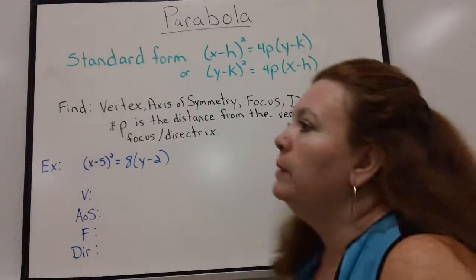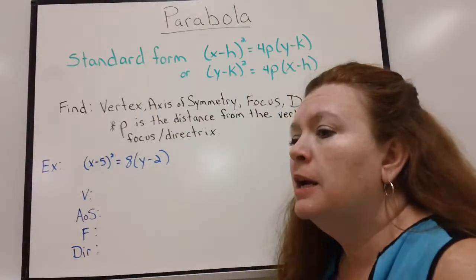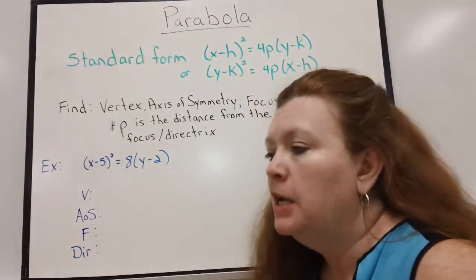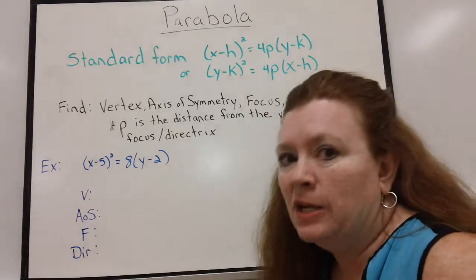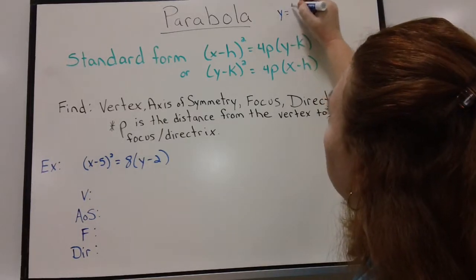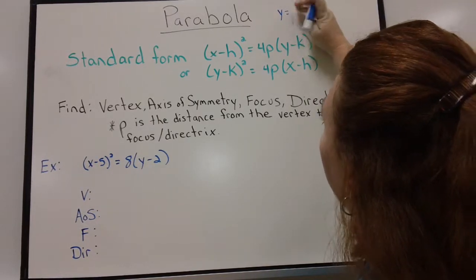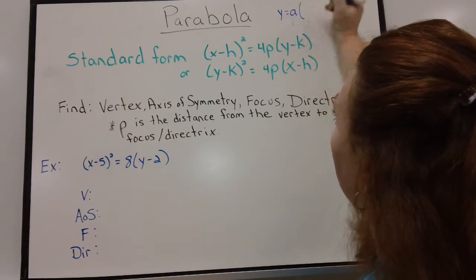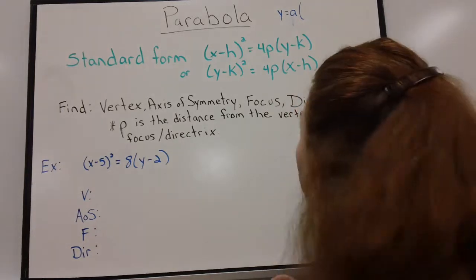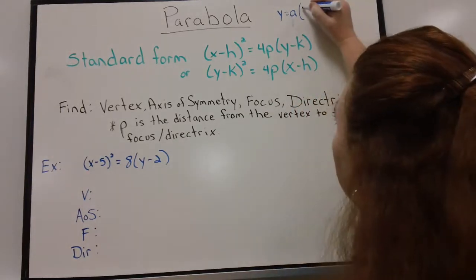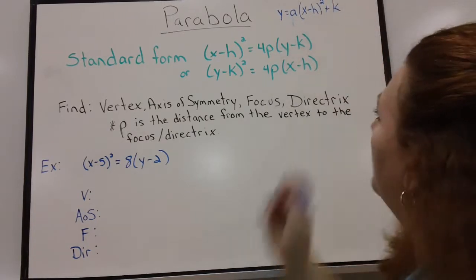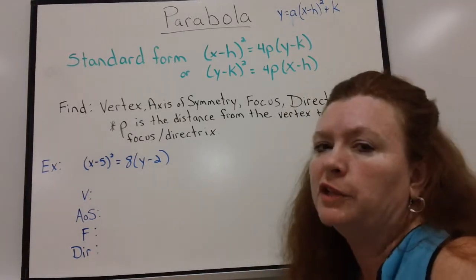Now, when we previously worked on parabolas, we only dealt with them in what we called vertex form. Vertex form was y equals, and so it looked kind of like this. Y equals a, which represents any kind of stretch or compression to the parabola, times (x minus h) squared plus k. That's not standard form, that's what we call vertex form.